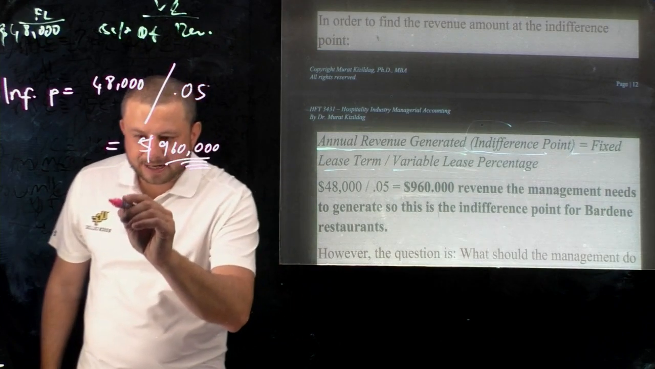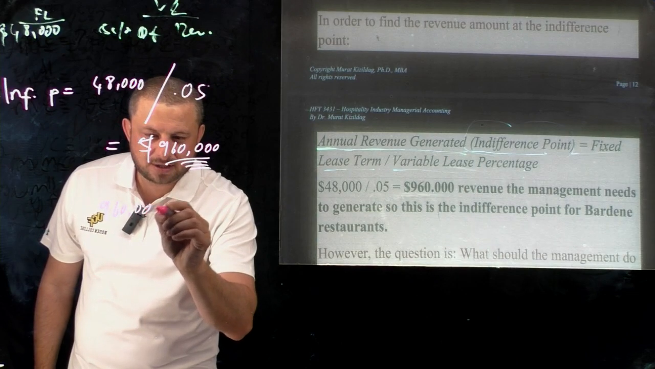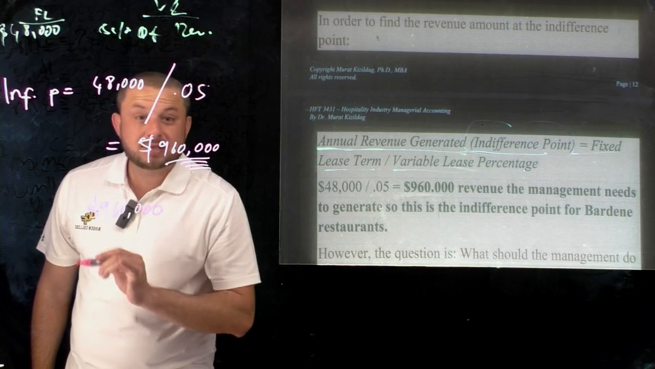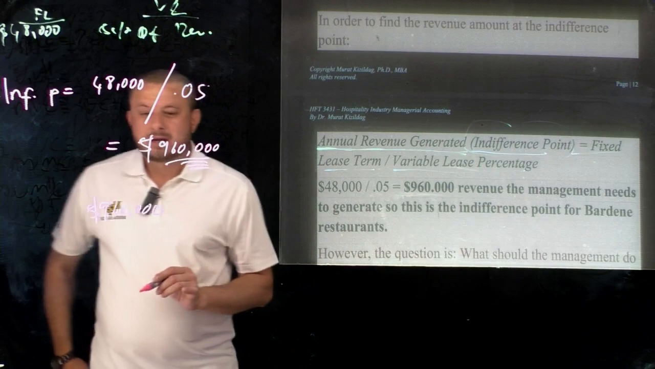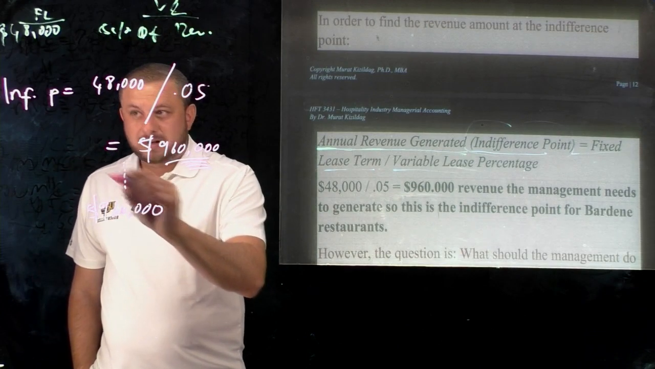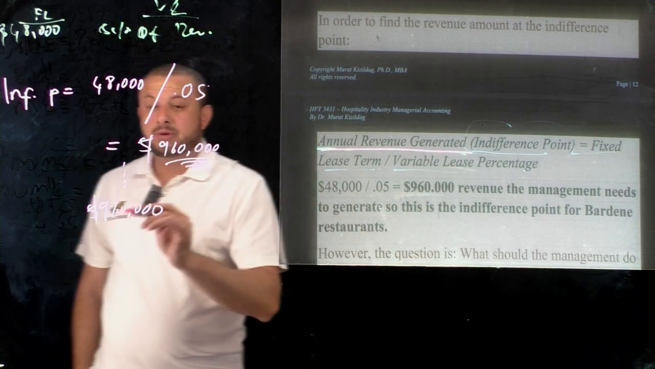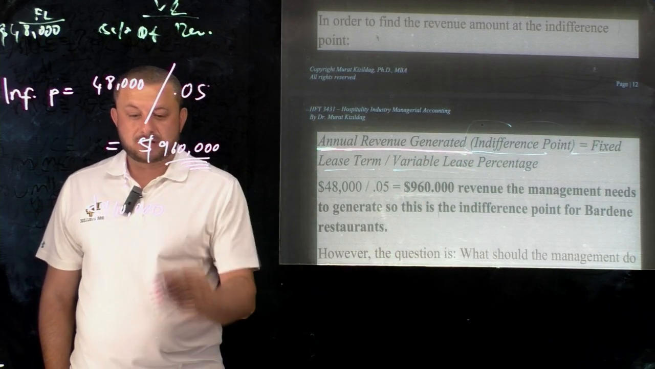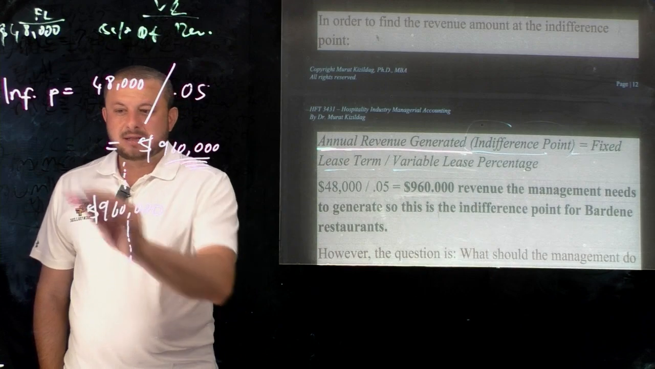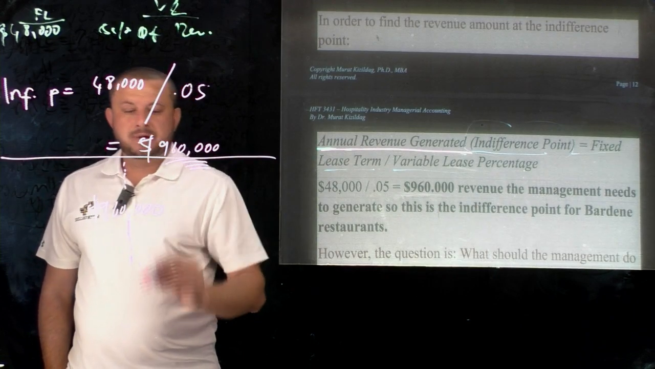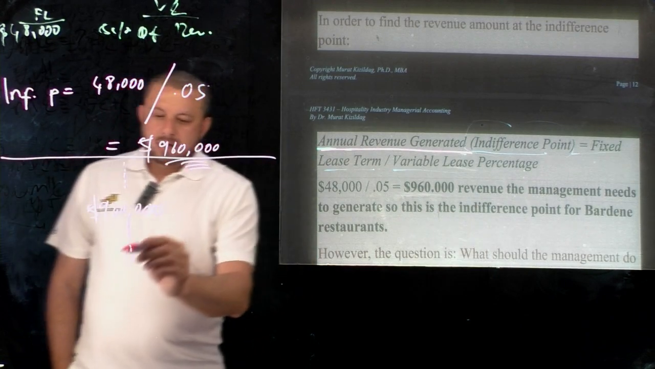Guys, 960, 3 zeros, okay? This is your revenue benchmark because we just found the indifference point revenue, which is the annual revenue generated at the indifference point. Imagine that this is your benchmark.